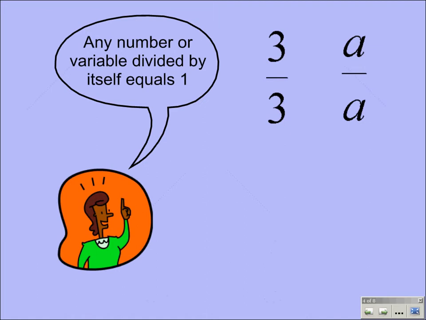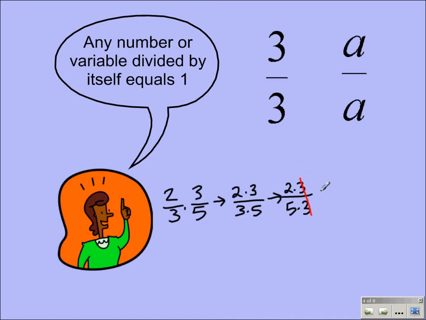Now, we know that any number or variable divided by itself equals 1. So let's take the problem 2/3 times 3/5. Now, we would normally just multiply straight across, so we'd have 2 times 3 over 3 times 5. And I'm going to use the commutative property of multiplication to rearrange that denominator to be 5 times 3 and the numerator to be 2 times 3. And like we said, any number over itself equals 1, so 3 over 3 we know to be 1. And then we would simplify it down to 2 over 5.